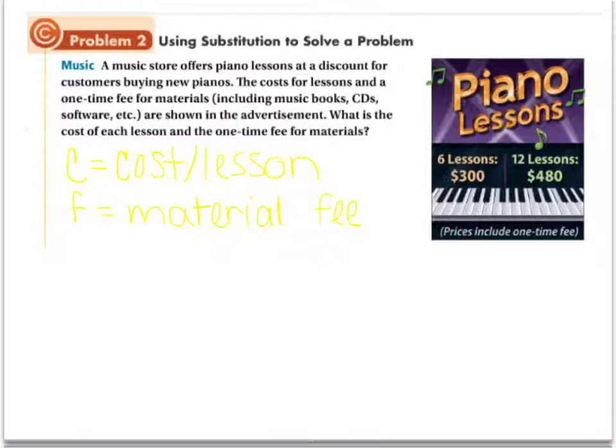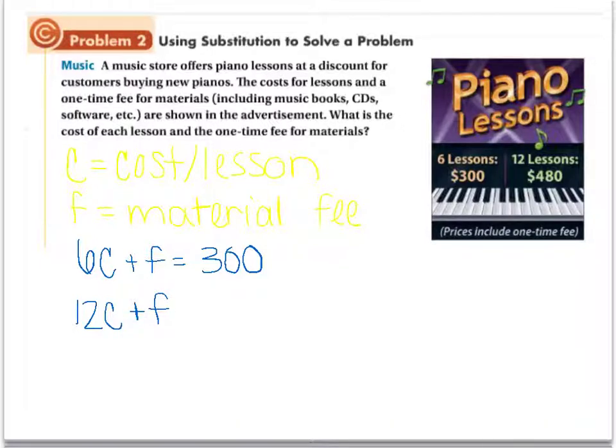So we know if there are 6 lessons plus the one-time material fee, we have to pay $300. 6 lessons, so 6 times the cost per lesson, plus whatever the material fee is, will equal the $300 that we would owe. And then for 12 lessons, it would be 12 times the cost of each lesson, plus the material fee is $480.